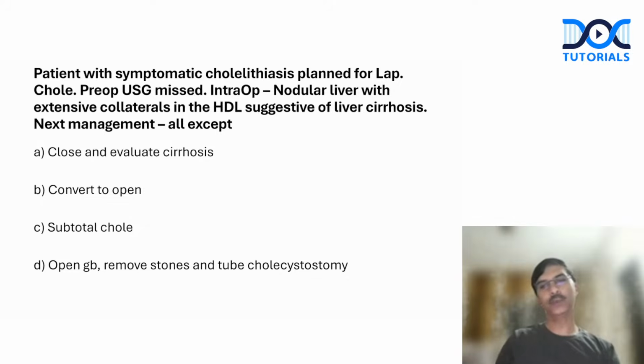open the GB, remove stones, and do a tube cholecystostomy. So everything was suggested in the recent Shackelford except for conversion to open, because with conversion to open, particularly in a cirrhotic patient, the postoperative period is going to be stormy. There will be a subcostal incision, and he may have ascites. There can be postoperative pulmonary morbidity and so on.